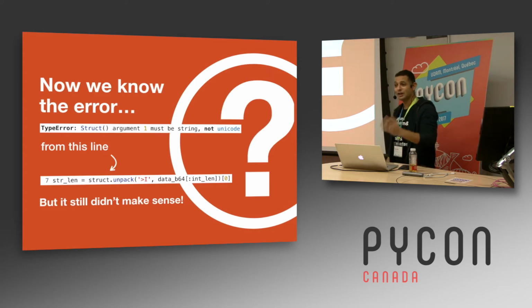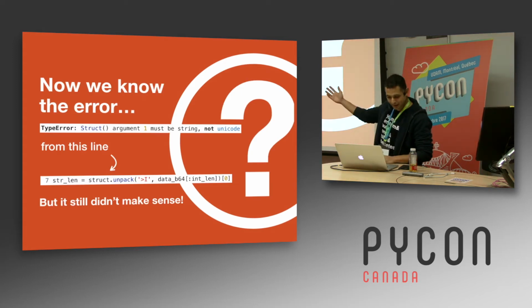But now, we actually knew what the real error was. It's a type error: "struct argument 1 must be a string and not Unicode." It was complaining about line number 7 over here, the struct unpack, which is an interesting piece of information.